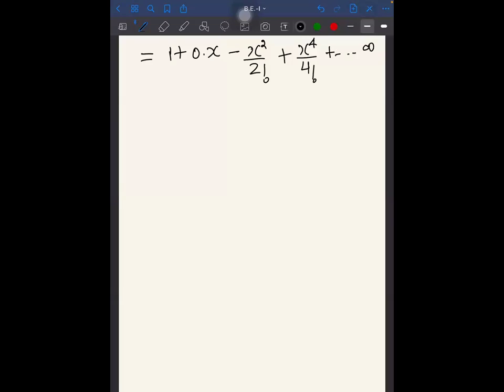So this becomes 1 minus x square by 2 factorial plus x to the 4 by 4 factorial. The next term would be minus x to the 6 by 6 factorial, and so on up to infinity. This is nothing but the expression of cos x. So we are getting the expression of cos x by the Taylor series. Is it fine? Have you got the idea of Taylor series?